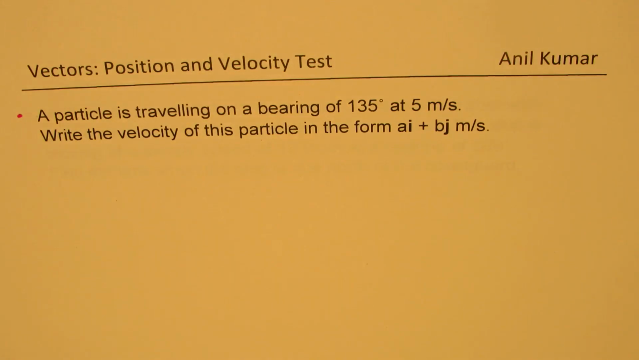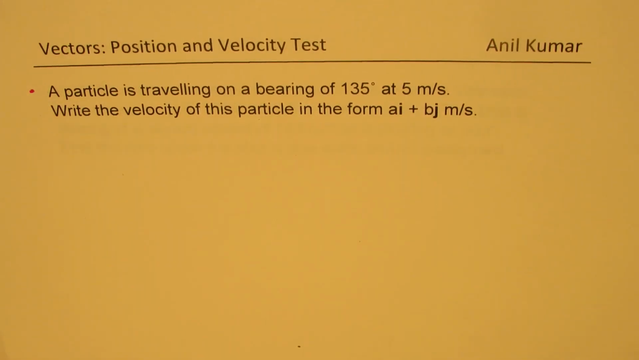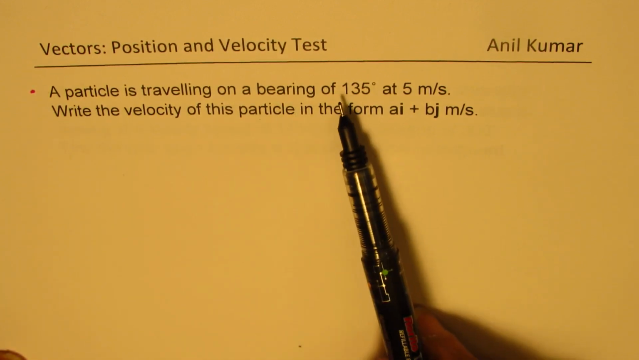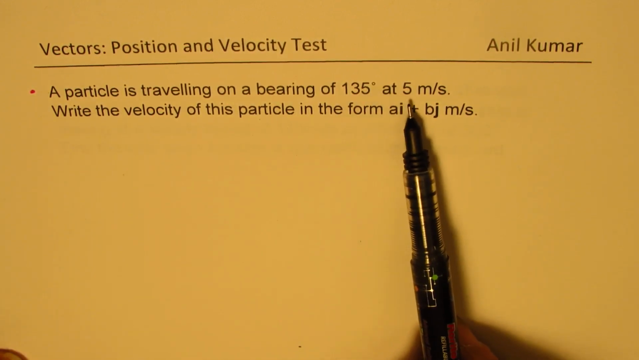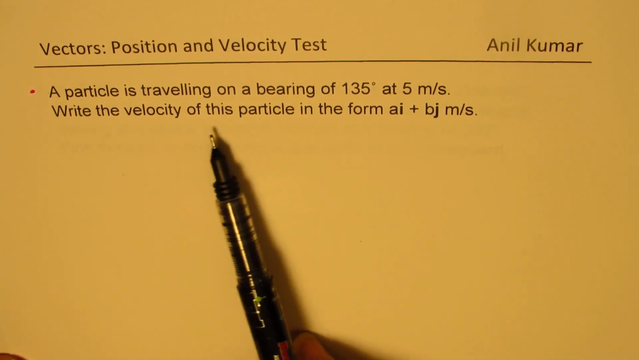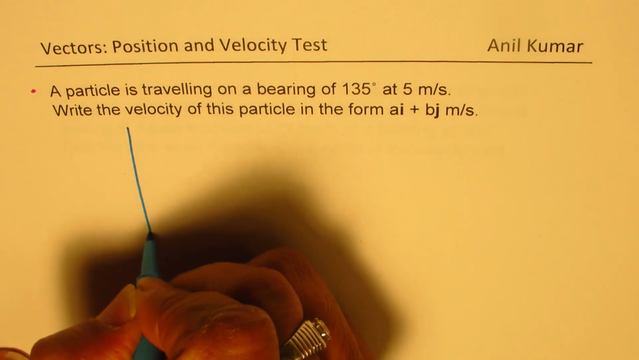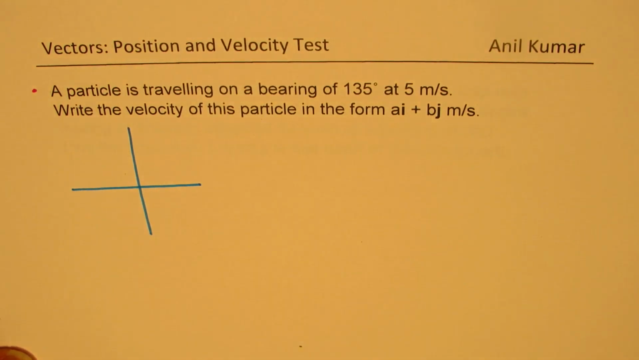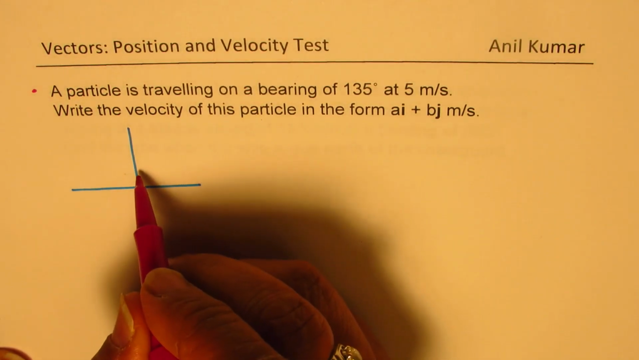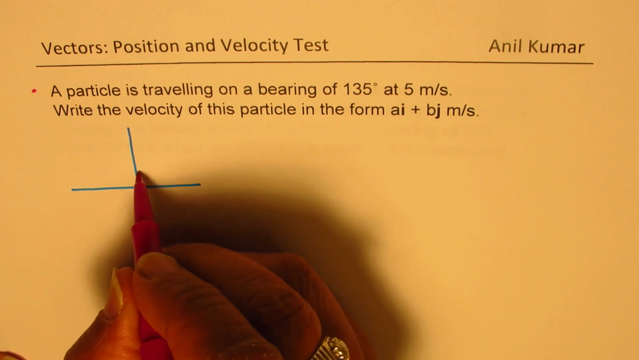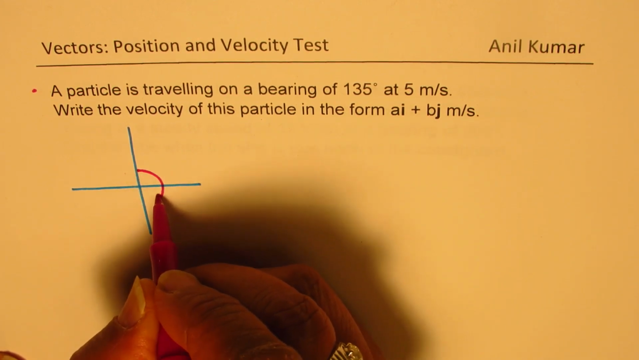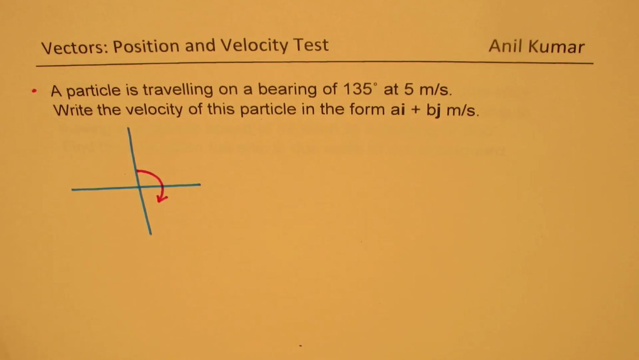Now let's take the next example. Now the question is, a particle is traveling on a bearing of 135 degrees at 5 meters per second. Write the velocity of this particle in the form of ai plus bj meters per second. So when we say bearing angle, it basically means from north, right? So from north, 135 degrees means 90 plus what? 90 plus 45. So again we got 45 degrees. Okay, so the direction is something like this.